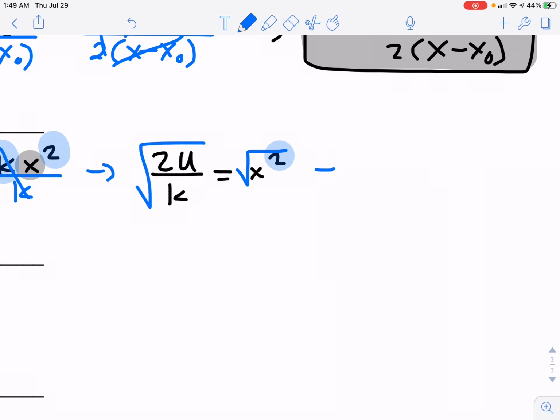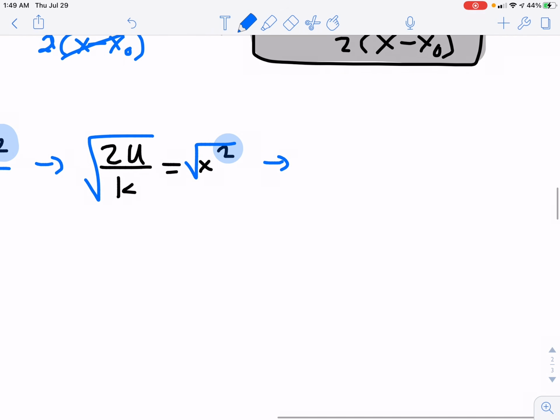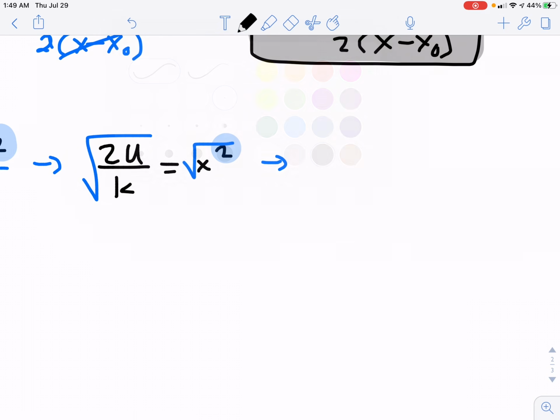Don't worry so much about the plus and minus as we learned in math class, because sometimes in physics it doesn't make sense to have a negative root. So your teacher will help clarify when that's going to be an option. The solution that we're going to work with, though, is x is equal to the square root of 2u over k.